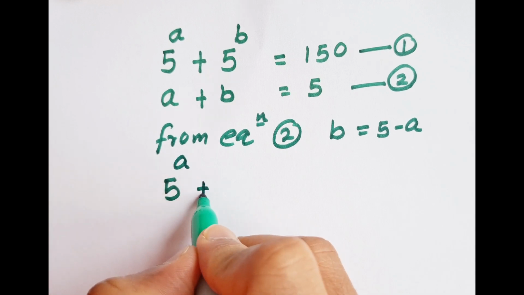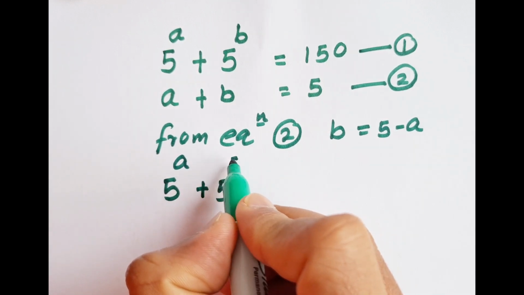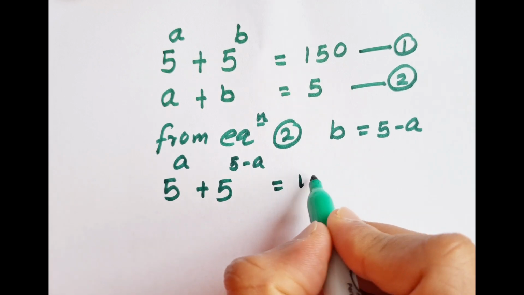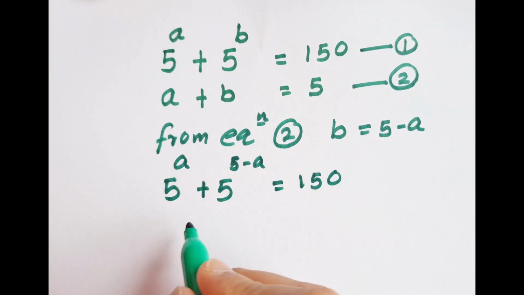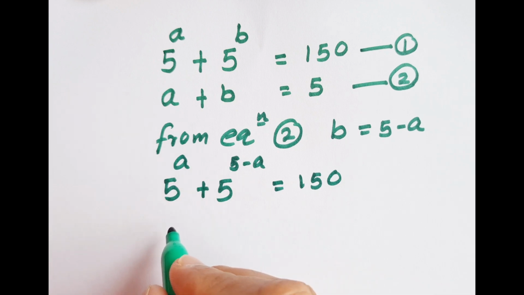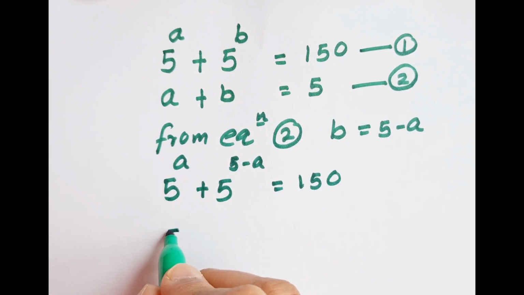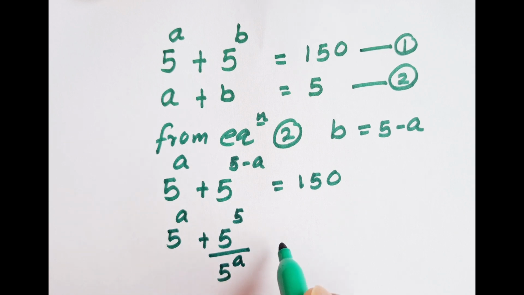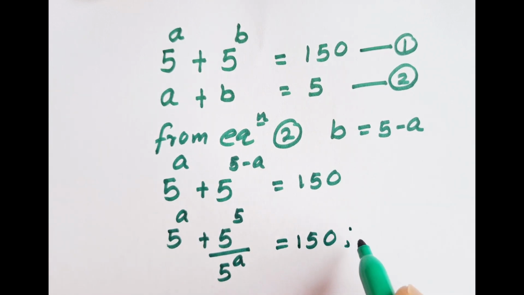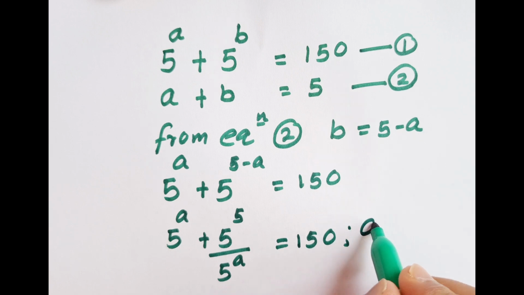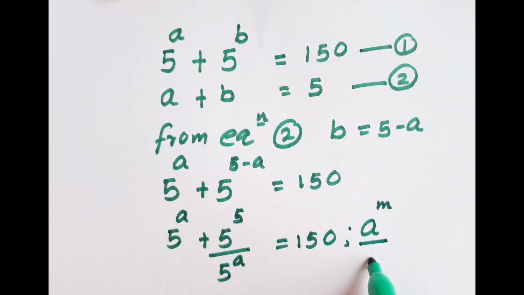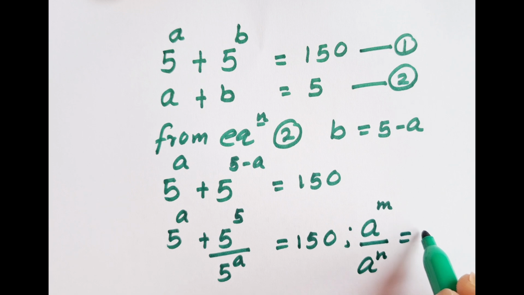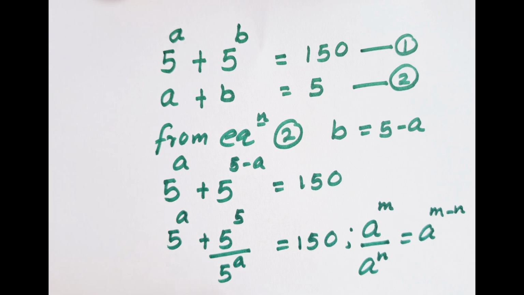Now I'm going to substitute this value into equation 1. 5 to power a plus 5 to power b, which is 5 minus a, equals 150. Then 5 to the power a plus, I can rewrite this one as 5 to the power 5 divided by 5 to the power a, equals 150. According to the exponential rules, a to the power m divided by a to the power n equals a to the power m minus n. I applied these rules to rewrite the equation.